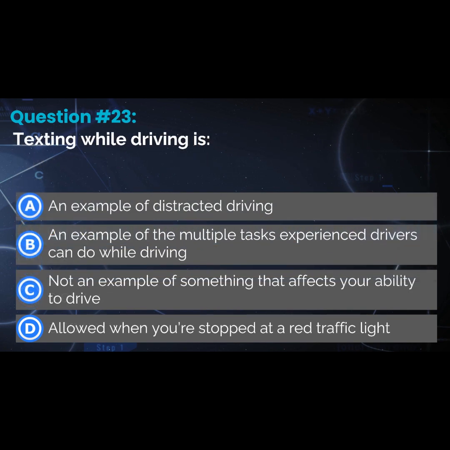Question 23. Texting while driving is A. An example of distracted driving, B. An example of the multiple tasks experienced drivers can do while driving, C. Not an example of something that affects your ability to drive, D. Allowed when you're stopped at a red traffic light.